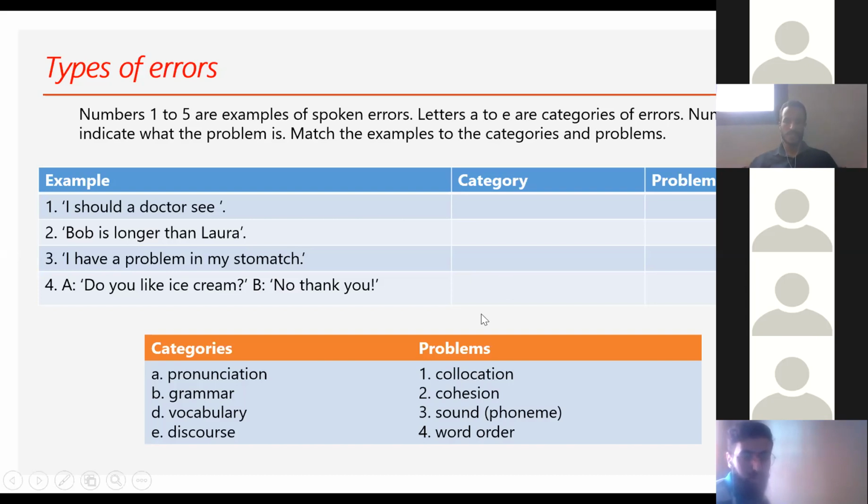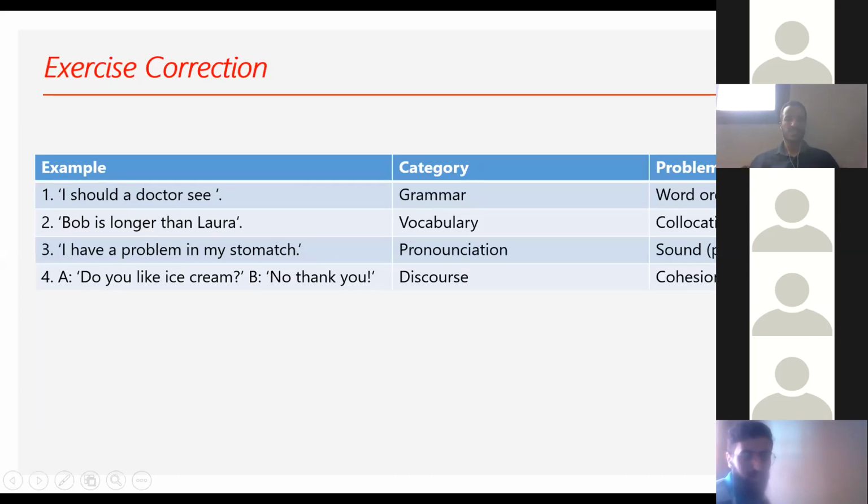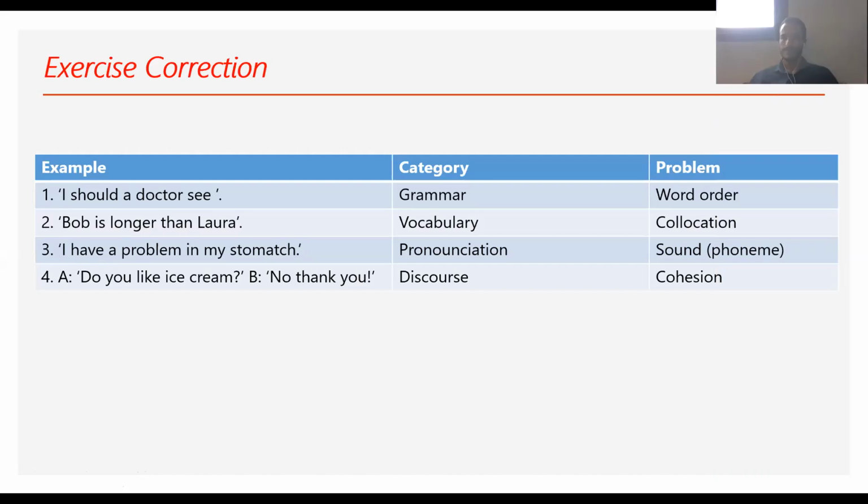So let's see the correction. "I should see a doctor." It's grammar, and the problem is word order. "Bob is longer than Laura." Vocabulary, collocation. Because with people, we use taller, not longer.